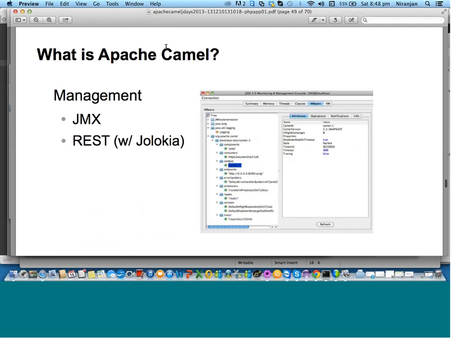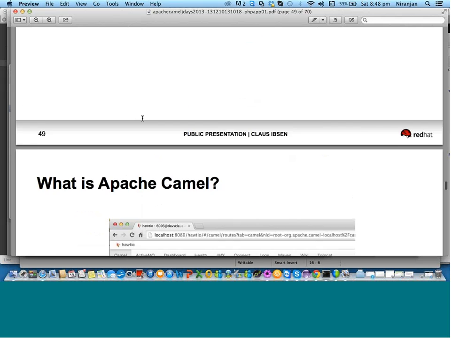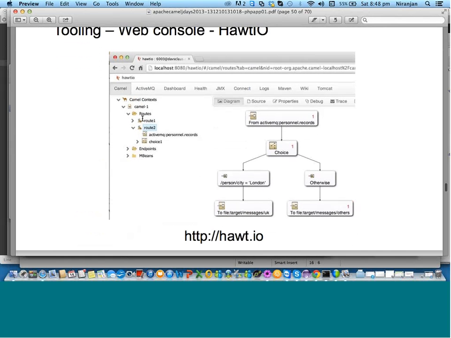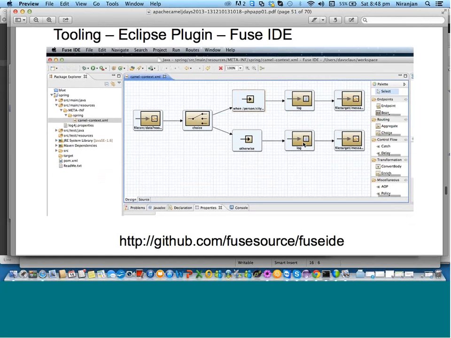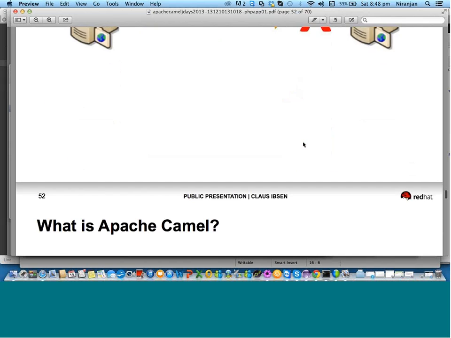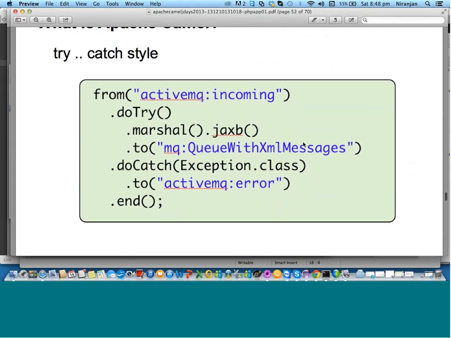Right. Now, what is Apache Camel? This is something which we are using in Fuse. Error handling: it provides the capability of managing errors also. If you see here, doTry, doCatch, right? So doTry, marshal JAXB. If it fails, it goes to activemq:errorqueue. This is how we use doTry and doCatch.